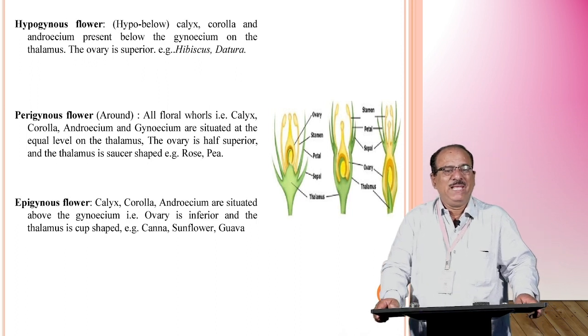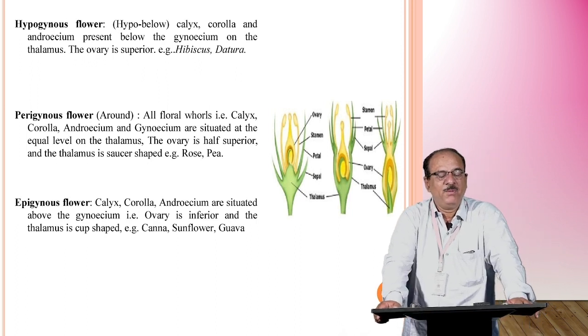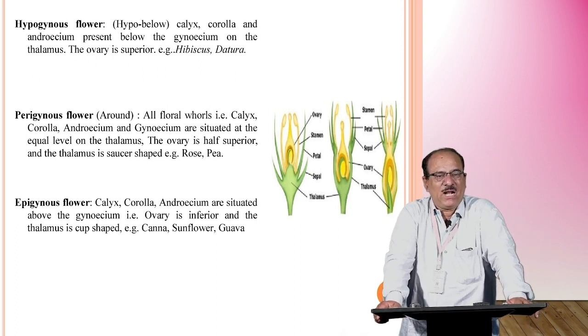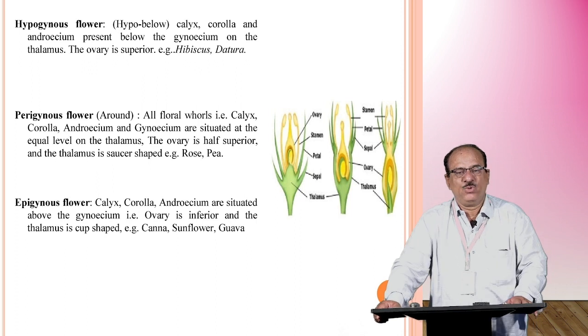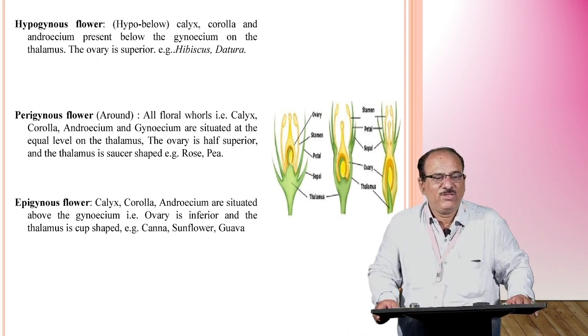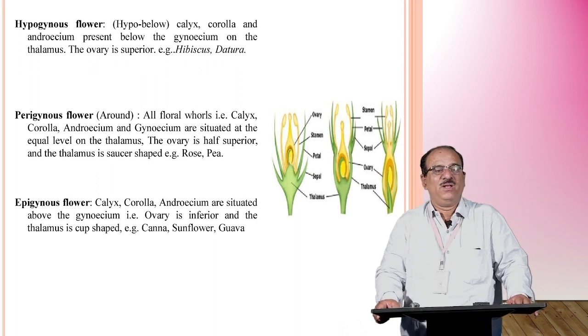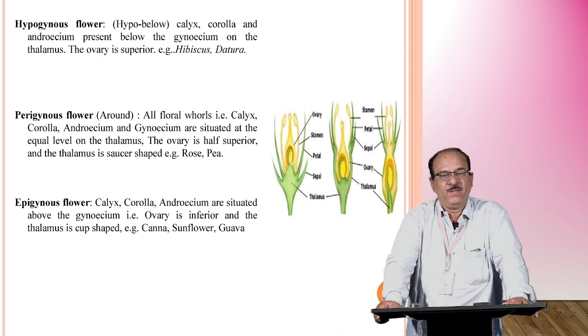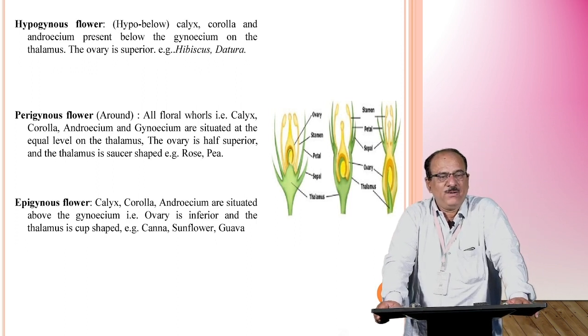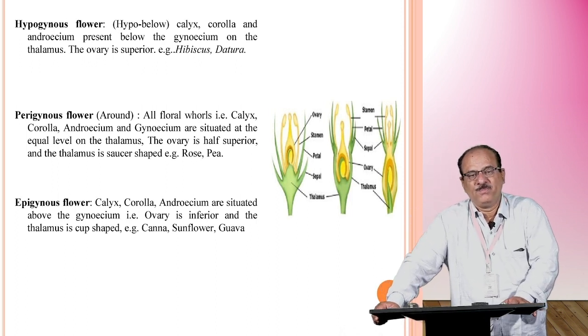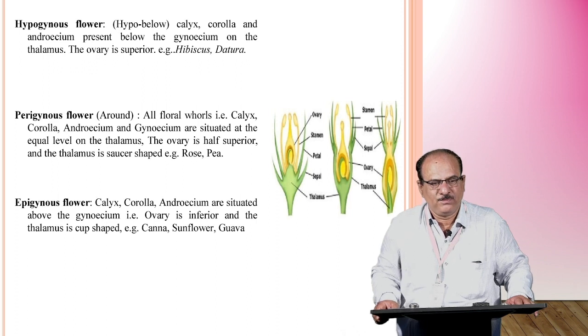Second one is the perigynous flower. Peri means around. All the floral whorls, the calyx, corolla, androecium and gynoecium, all of them are situated at the same level on the thalamus. The ovary is half superior and half inferior. In this case, the thalamus is saucer shaped, as in case of rose.